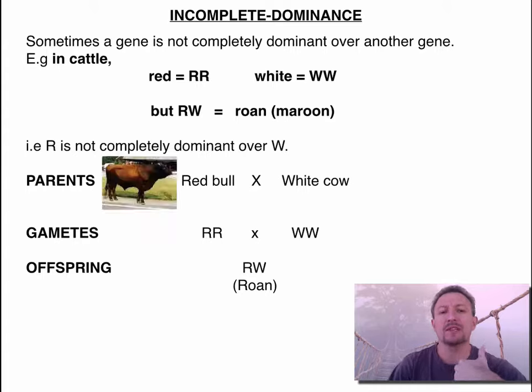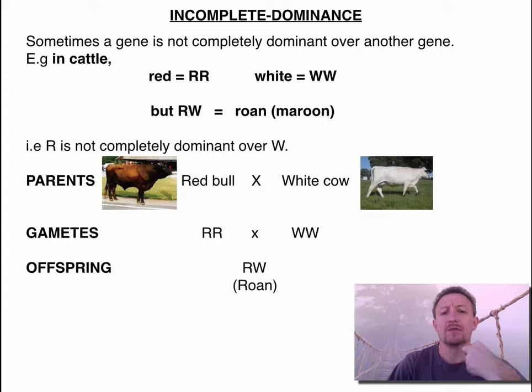Now the result is that when we put our red cow with our white cow, all of the offspring are going to be heterozygous. Heterozygous basically means we've got a mixture of the two different alleles. So we're going to get a capital R linking with a capital W.